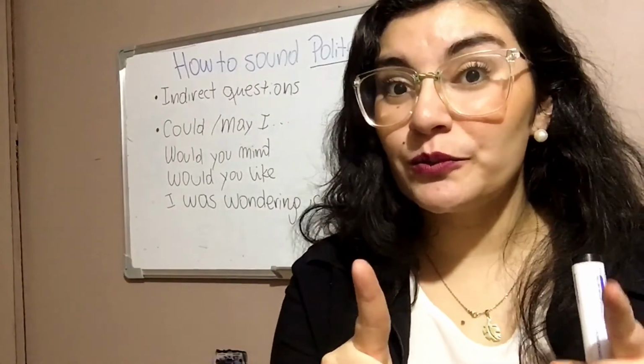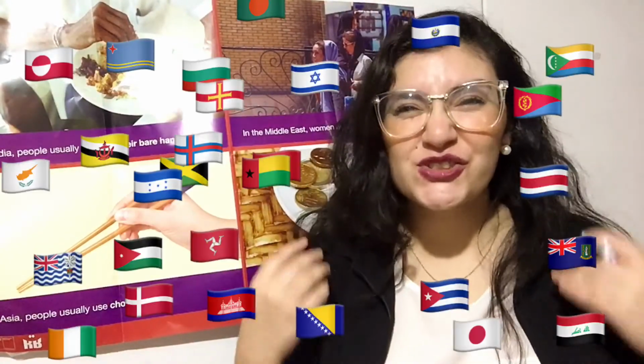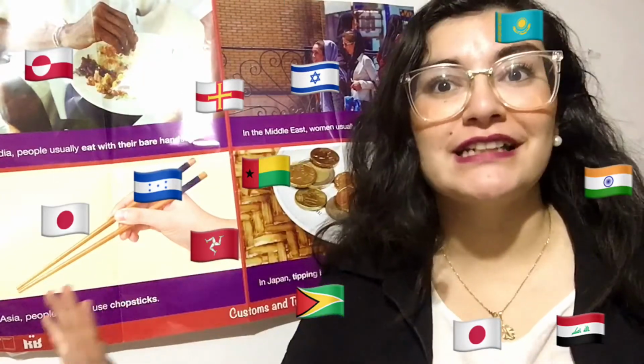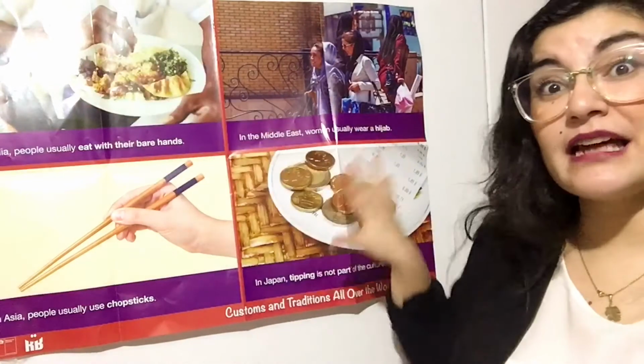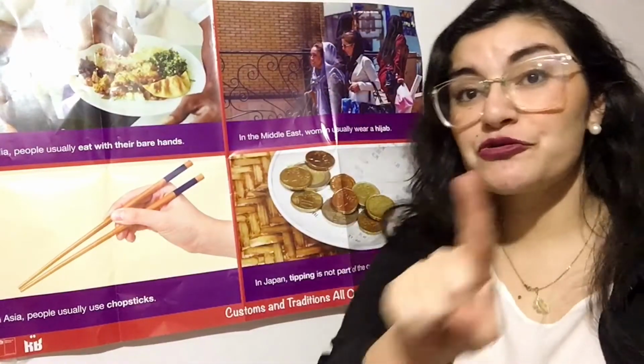Now we're going to move to another part of this lesson. When we talk about being formal and polite, we need to take into account the different cultures of the world. You know that we live in a diverse world. There are so many different countries, cultures, and customs. Here we have some examples of different countries and cultures. Let's read the first one.